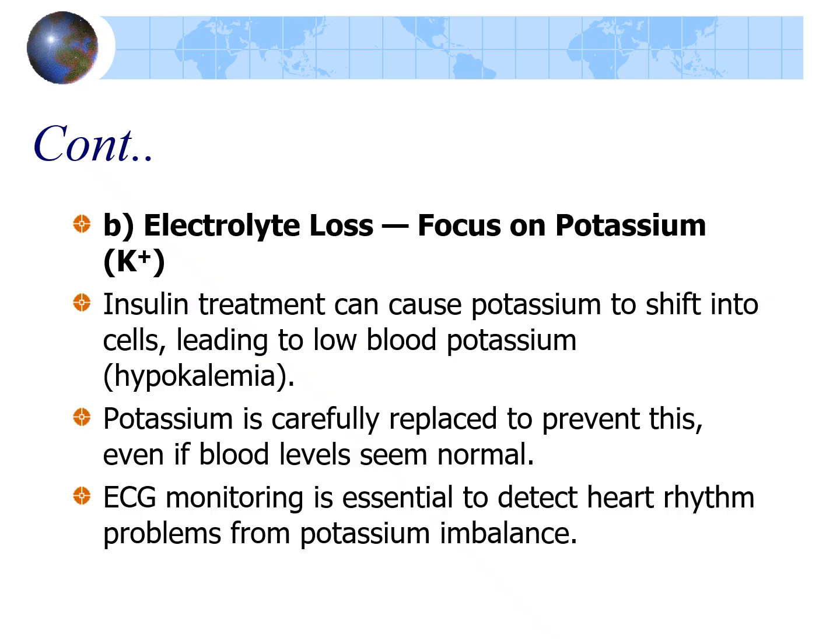Okay, so our second goal was to restore electrolyte balance. Now, electrolyte loss focuses on potassium. Potassium is key because it's lost in urine, but insulin treatment moves potassium back into cells, risking dangerously low potassium levels, which is hypokalemia. Potassium replacement is started carefully, usually 40 milliequivalents per hour. Even if blood potassium looks normal, we monitor the heart closely with ECG to watch for abnormal rhythms caused by potassium imbalance.